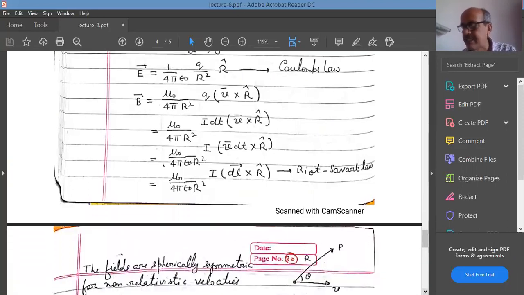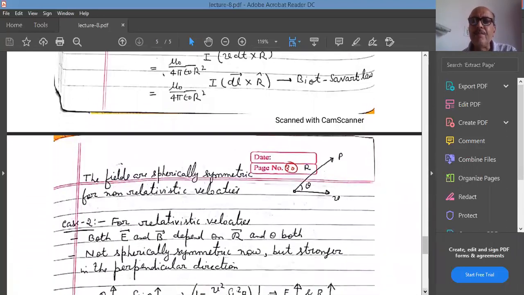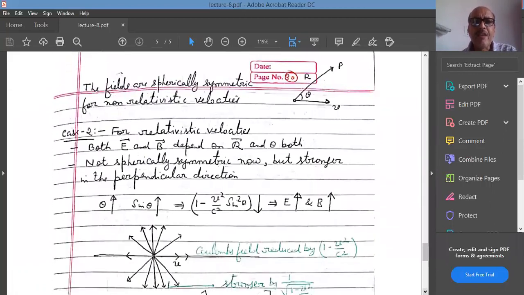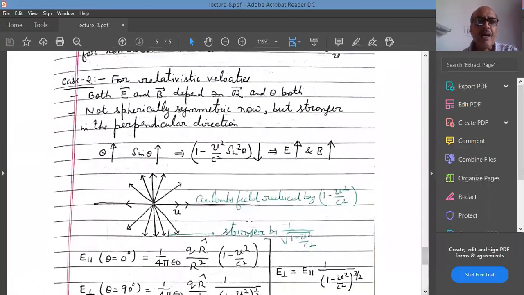You have to understand these results just by looking at the expressions. If you look at this here, I have tried to plot these, which are nothing but the lines of force. You can see that here the lines of force are closer, but as you go towards the direction of the velocity, they become farther and farther apart. So the electric field is maximum corresponding to 90 degrees, and as you come towards 0 degrees, the electric field reduces. So the Coulomb field is reduced by 1 minus v square upon c square.